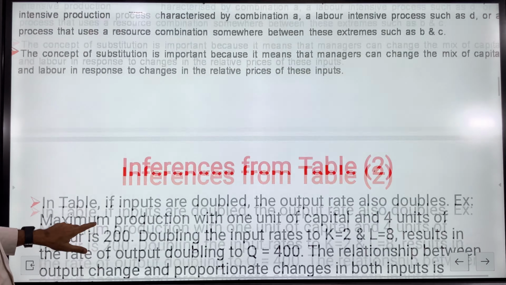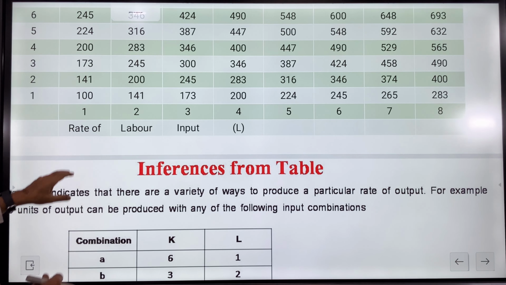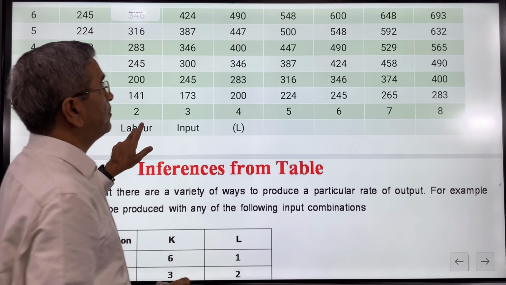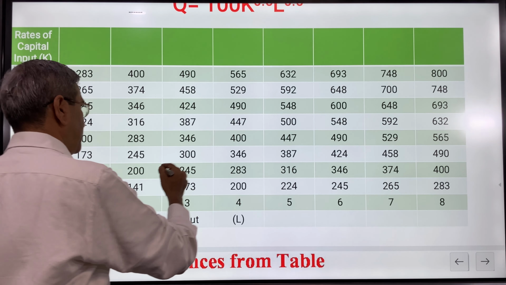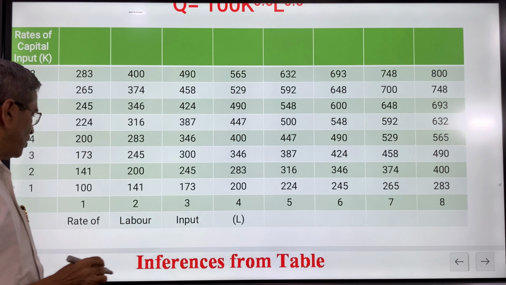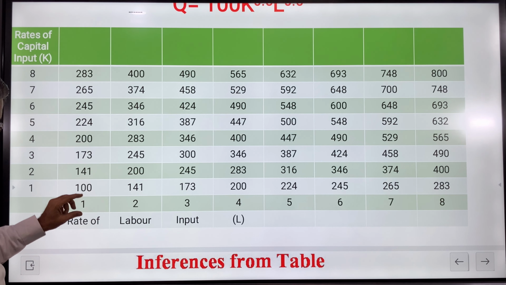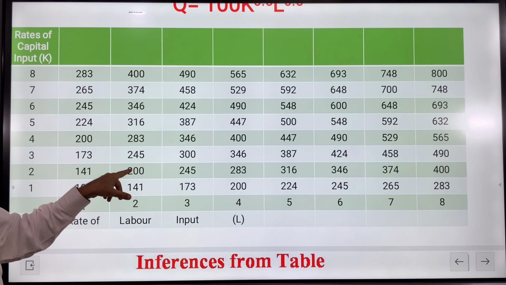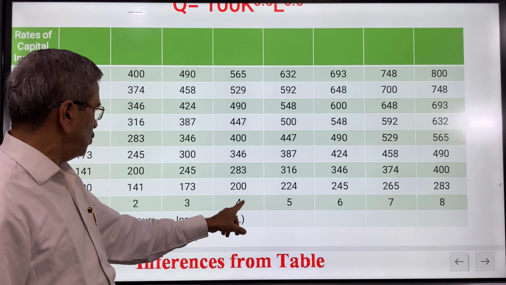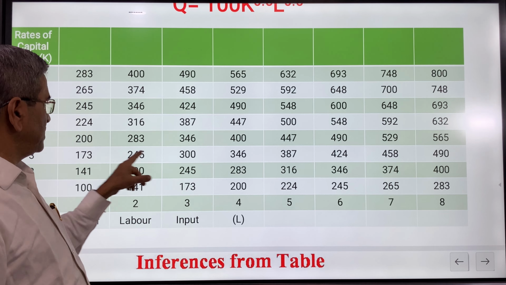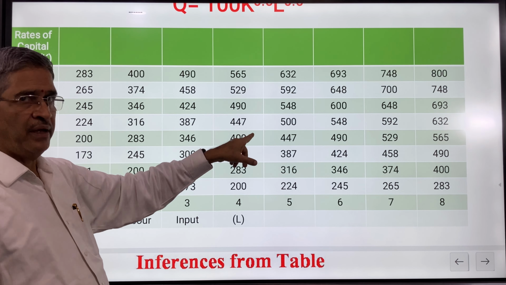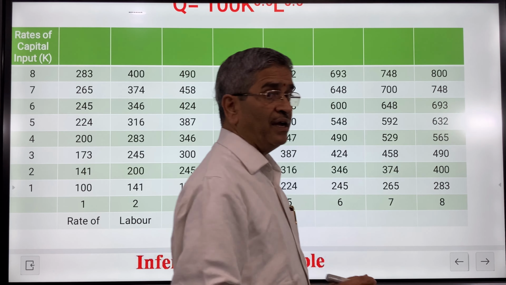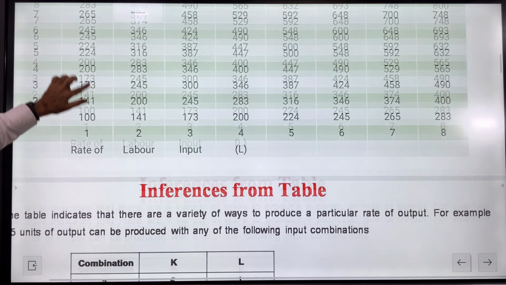Let me show you in the table. You will understand that. You can find this diagonal 100, 200, 300, 400, 500, 600 up to 800. You can find this entire diagonal is increasing like that. Why? Because when you double this 1 to 2 and 1 to 2, the output has doubled. When 2 is increased to 4 and 2 is increased to 4 here also, then you got 400. Like that this comes. This diagonal reflects the returns to scale. This is called returns to scale.